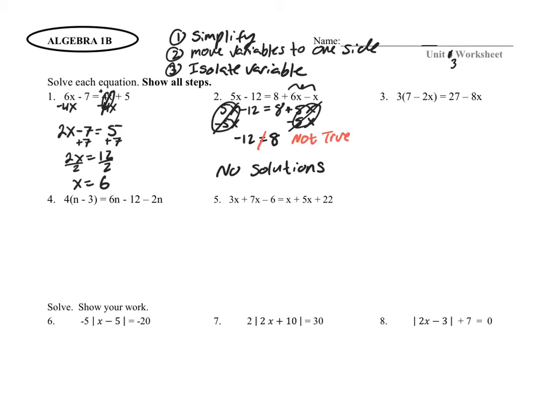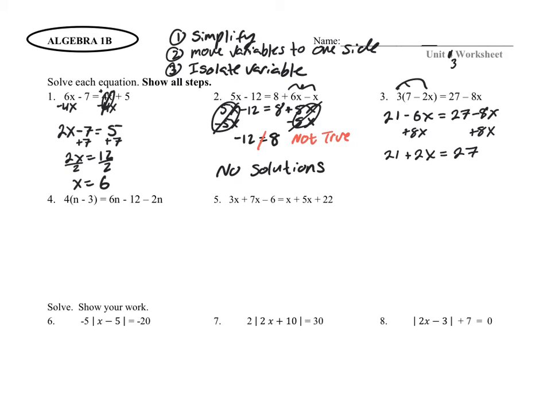So let's keep moving on. Again, we're going to simplify. So in this one, that means we're going to distribute. So we're going to have 21 minus 6x equals 27 minus 8x. Group all of our x's to one side. Okay, I like to go to the left. If you want to go to the right, that's fine. So we're going to add 8x to both sides. And we're going to get 21 plus 2x equals 27.